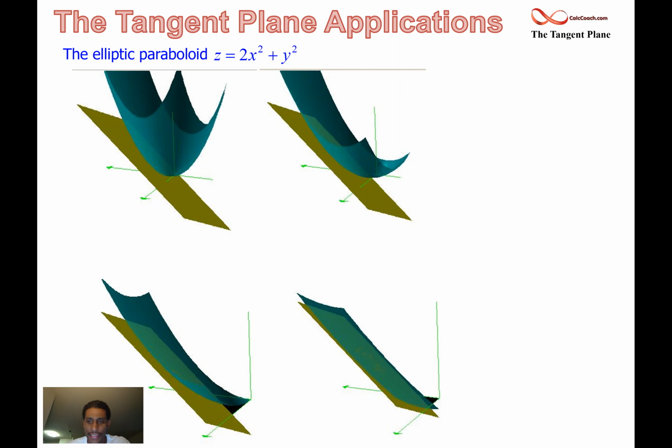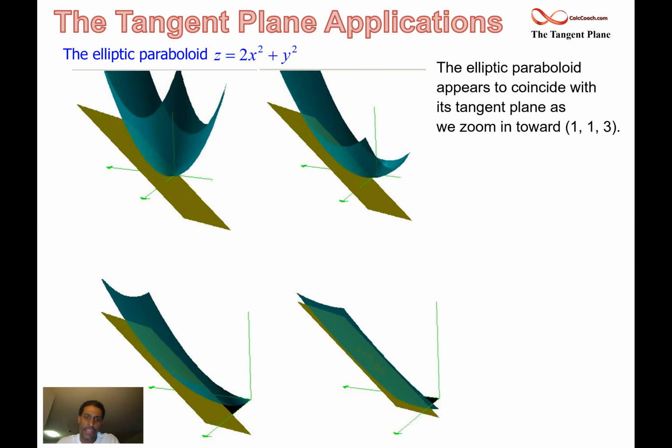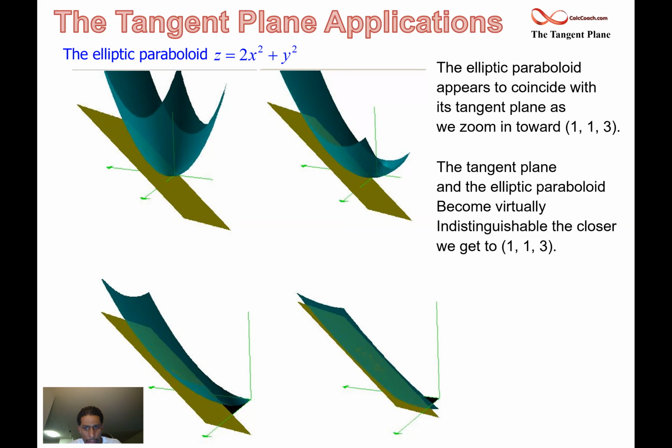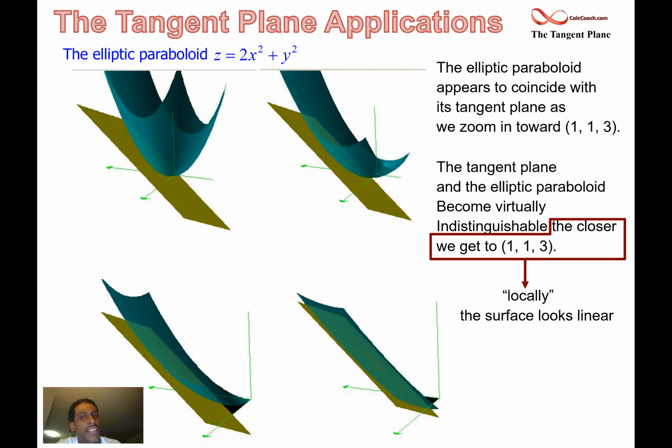So the point behind this is that the difference between the tangent plane and the function is very little the more and more you zoom in. As we zoom in towards our point, this is the point (1, 1, 3). If we look at the tangent plane, it looks very much like the actual surface of the function. The tangent plane and the elliptic paraboloid become virtually indistinguishable as we get closer and closer to that point. Mathematically, what it means is that locally the surface looks linear.